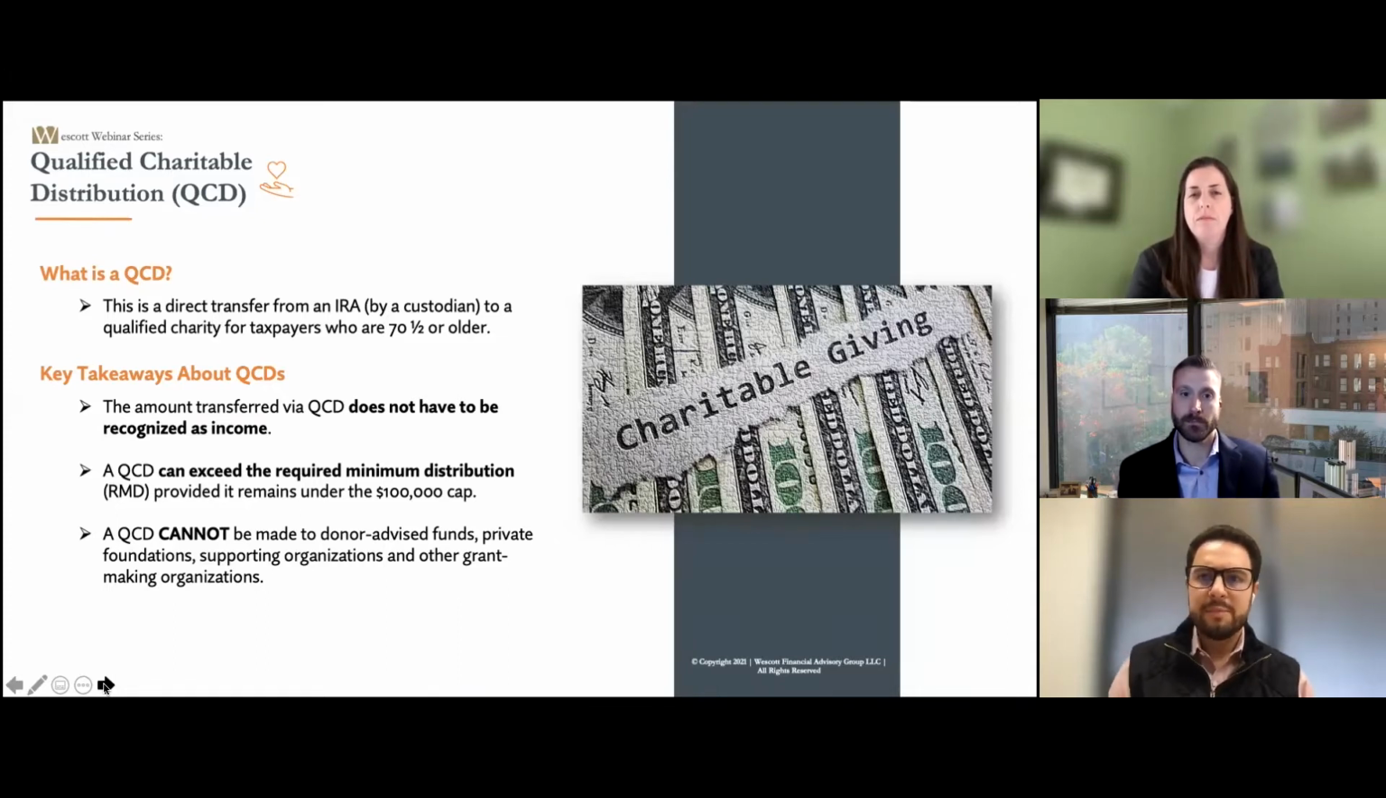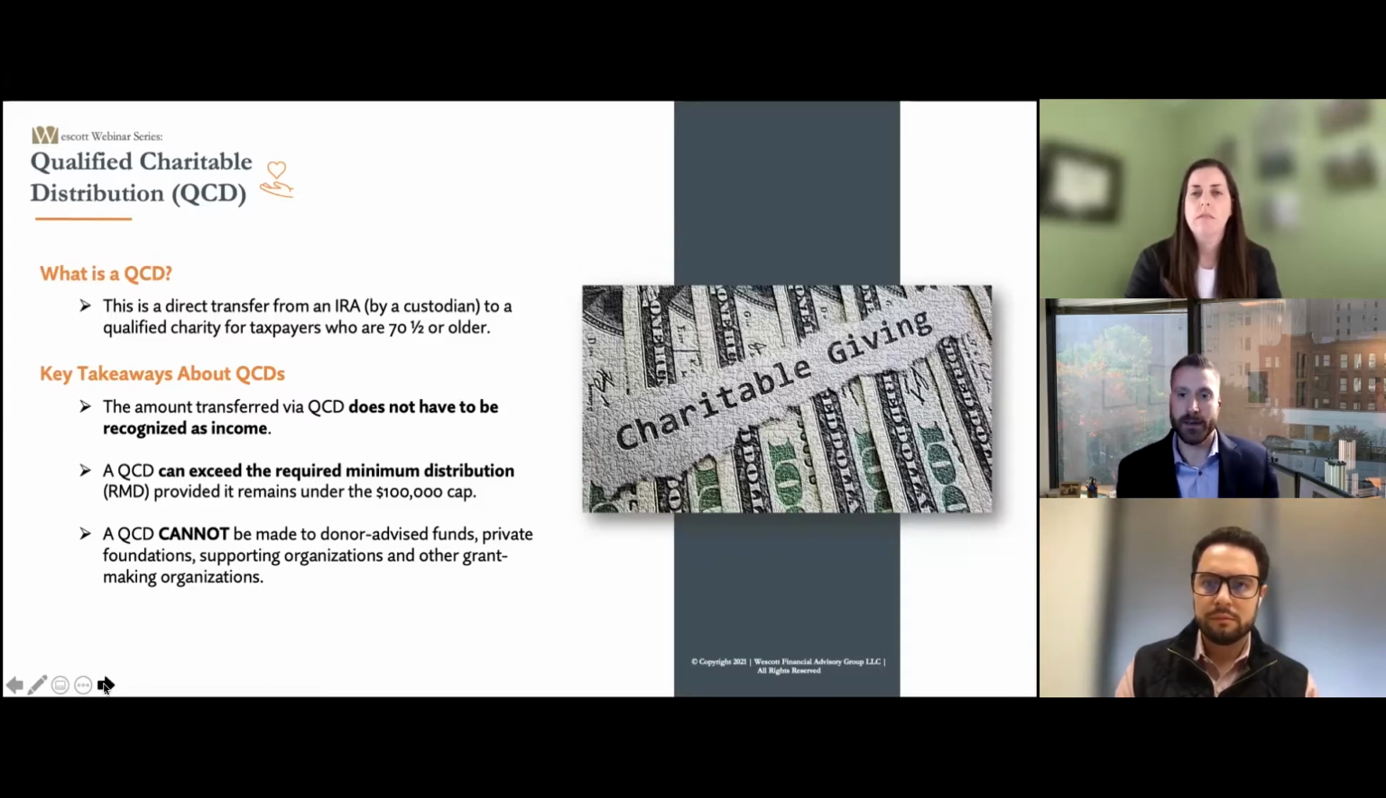Can you outline some advantages of this strategy? The primary advantage is that you don't have to recognize income on the amount of the donation. So effectively, you're removing money from your IRA tax-free. So is there an impact if you are subject to required minimum distributions, or RMDs as they're often called? There is. The donations would count towards meeting that requirement, but it doesn't increase your taxable income. So there's a huge benefit there.